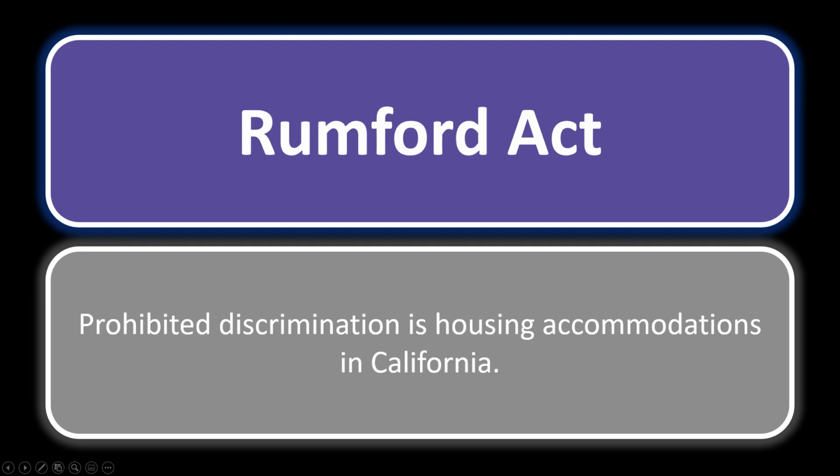Now remember, Unruh deals with business, so prohibited discrimination in businesses, and then Holden Act deals with prohibited discrimination in lending. Rumford, though, deals with housing accommodations.